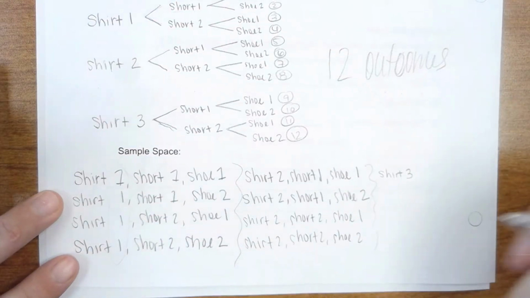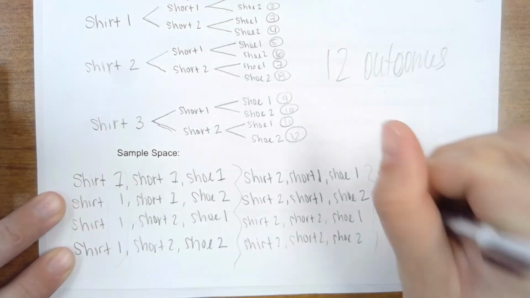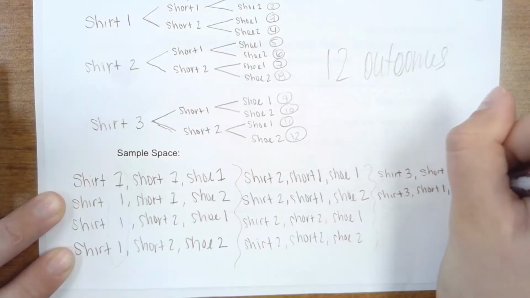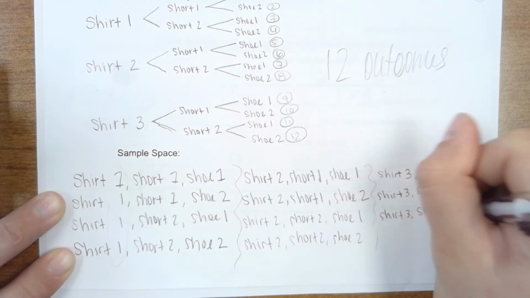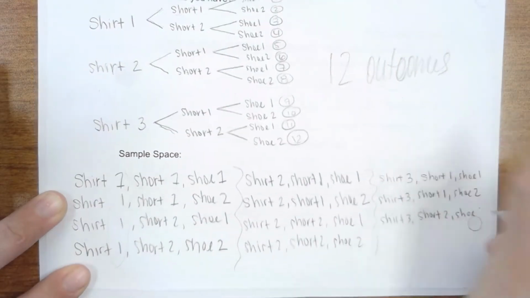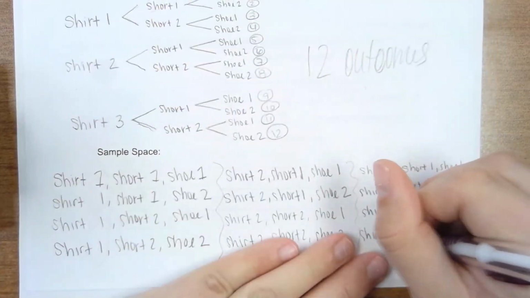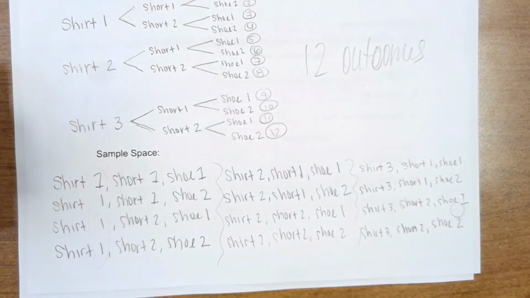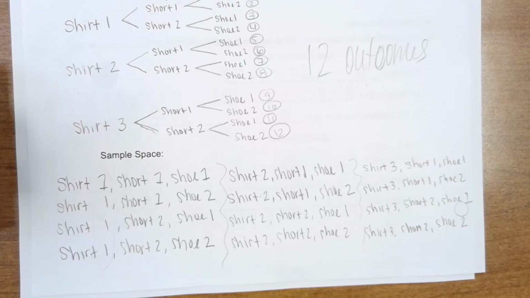And again, it's going to stay the same. So shirt 3, short 1, shoe 1. Shirt 3, short 1, shoe 2. Shirt 3, short 2, shoe 1, or shirt 3, short 2, and shoe 2. So again, when you get done, if we set up here that we had 12 different outcomes, if I were to count my sample space, I have listed all the different possibilities.